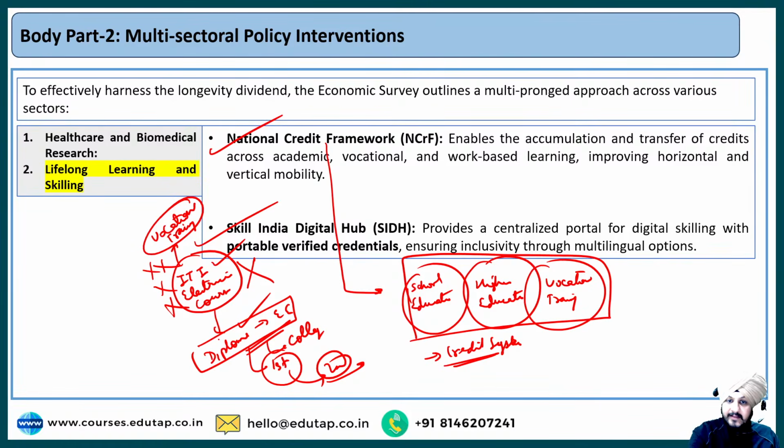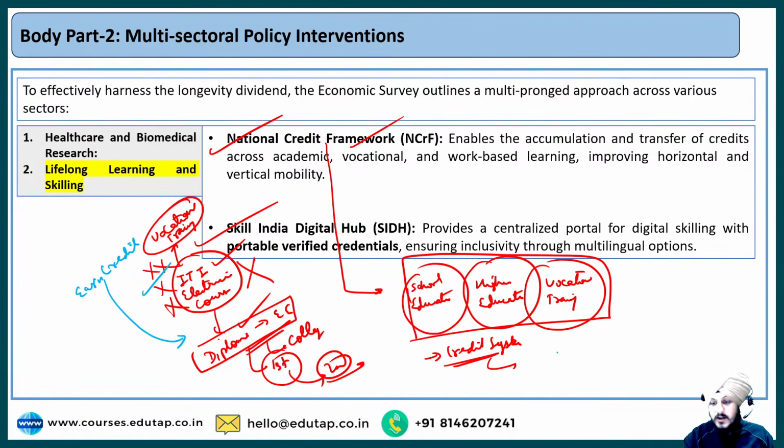Now as a part of NCRF, as I told you, we have something called a credit system. As a part of the credit system, for example, if you have done this ITI electrician course, right? What is going to happen? Through this, you are going to earn credits. And these credits you can use when you get enrolled in the college, right?